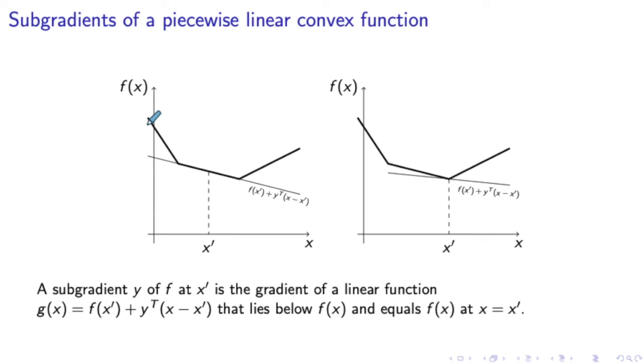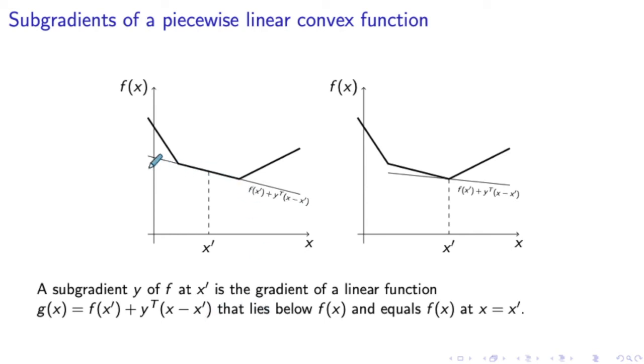So in case of our optimal value function z of b, we have of course piecewise linearity. And in the case of piecewise linear functions, the subgradient can be described as a gradient of a linear function that lies below f of x and equals f of x at the point x equal to x prime. And we are talking about a subgradient at the point x prime. So looking at the x prime where the function is actually differentiable because it is locally linear, there is only one slope for which this property is true, right?